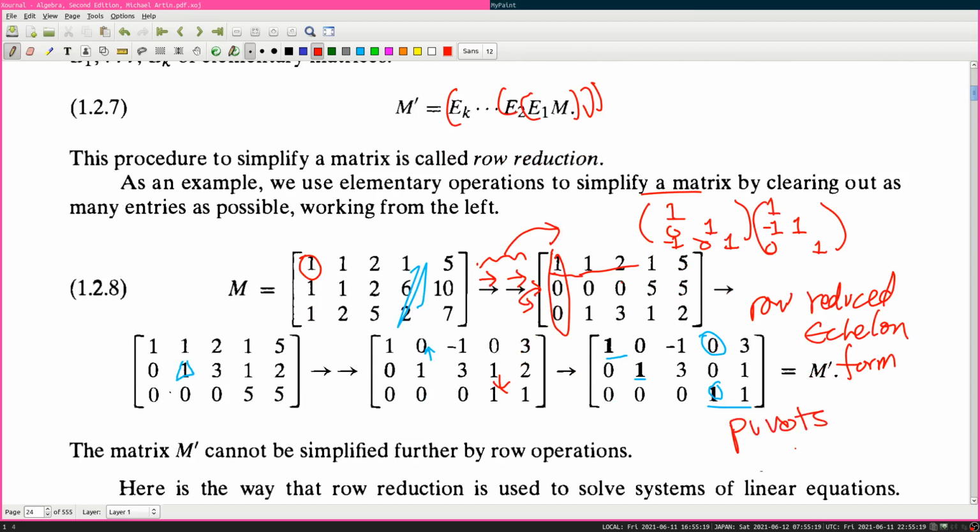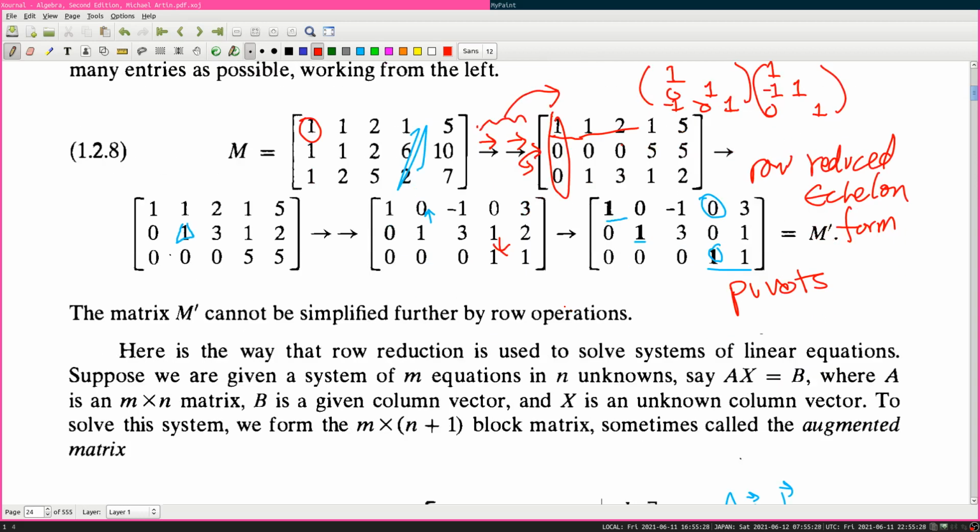Anyway, he's being vague about what he means by simplified. He says the matrix M prime cannot be simplified further by row operations. He's being vague and nebulous about what he means by simplified, but he will define it in a little minute. Here is the way that row reduction is used to solve systems of linear equations.